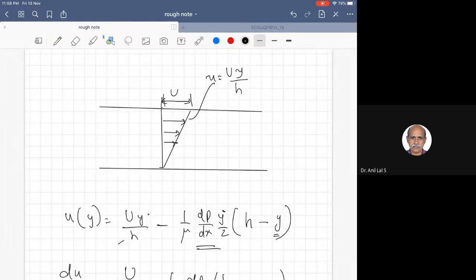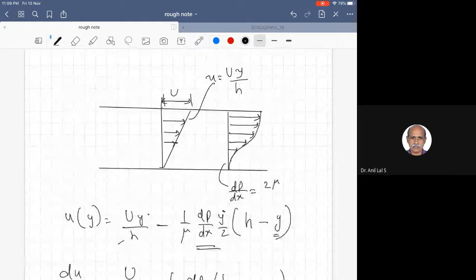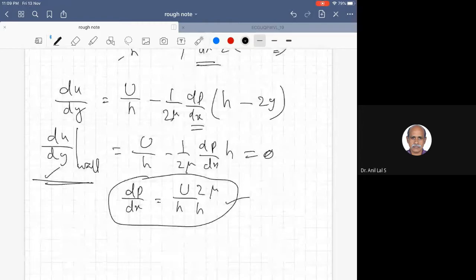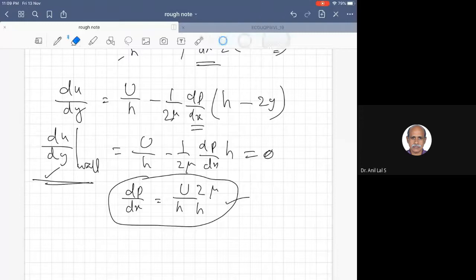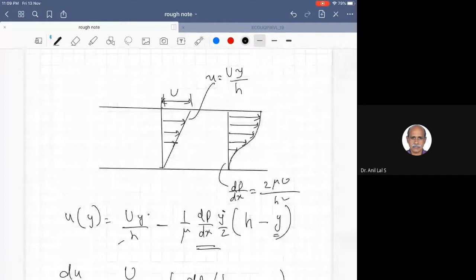Suppose I draw the velocity variation with respect to y. The velocity will be like this, and this line will be tangent. So this kind of velocity distribution we will get, and this is when dp by dx is equal to 2 mu u by h squared.